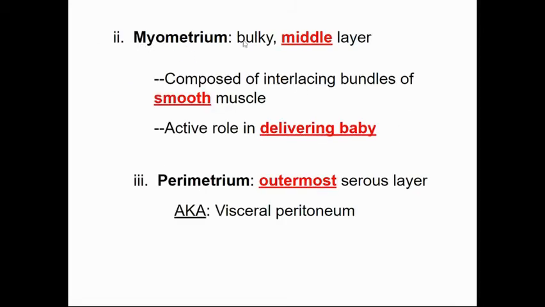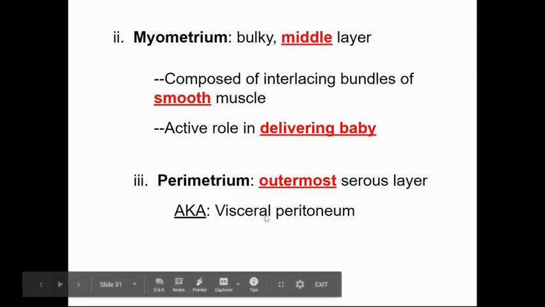Myometrium is the middle layer. It's muscular, and that muscle is smooth muscle. So when we talk about delivering the baby, it plays a role in doing that, a very active role. And then the outer layer is perimetrium, which would also be considered the visceral layer, clinging to the surface of the organ. We've seen that term a lot this year too, visceral and parietal.